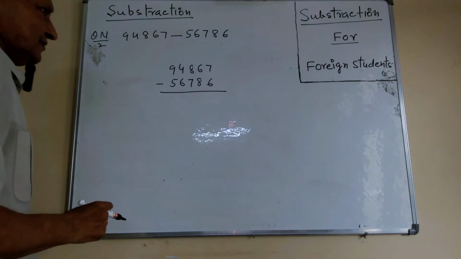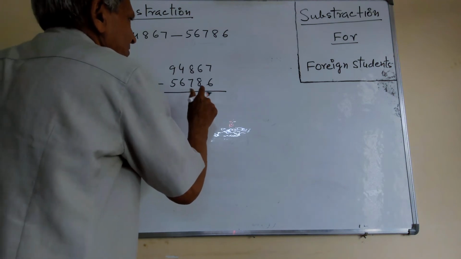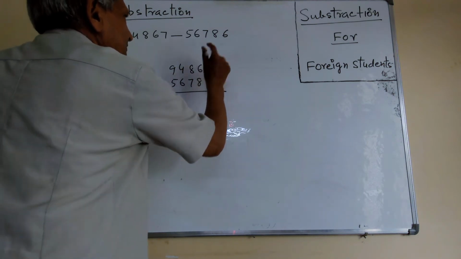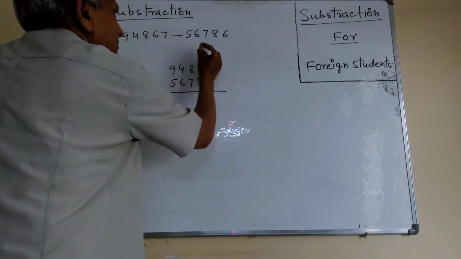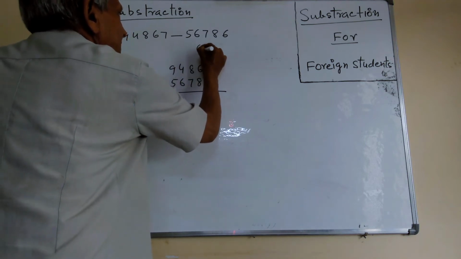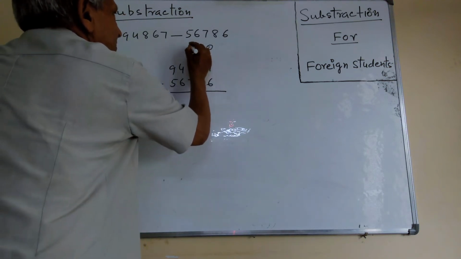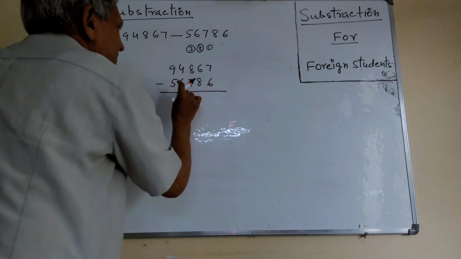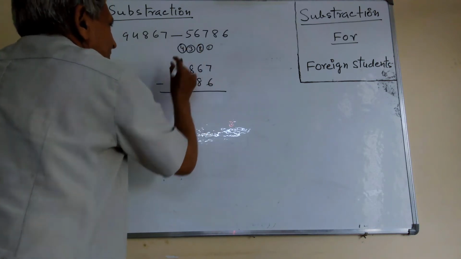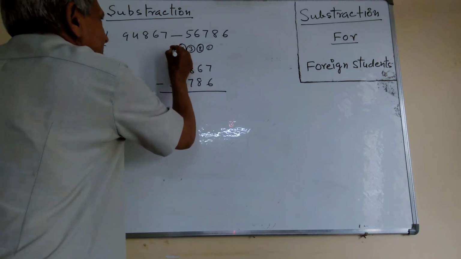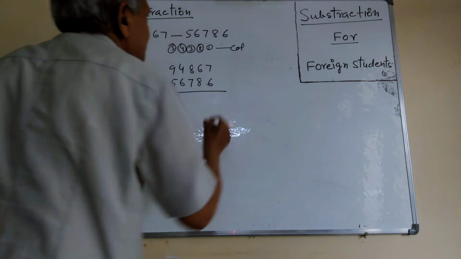As you have seen in the first question, write down the columns. This is the first column, write down 1. This is the second column, write down 2 above this. This is the third column, write down third above this. This is the fourth column, write down 4. And this is the fifth column, write down fifth. These are the columns mentioned.